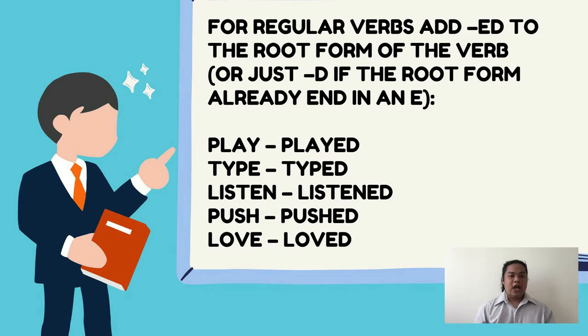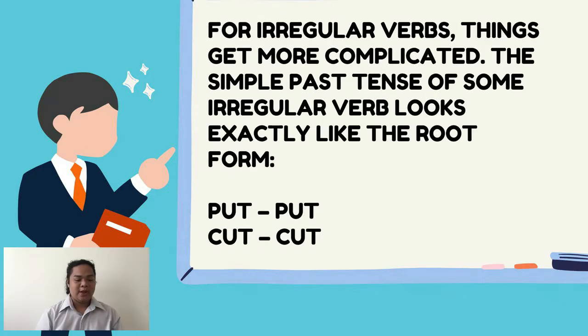As you can see, this is the right way on how to add the D or ED in a word. For irregular verbs, things get more complicated. The simple past tense of some irregular verb looks exactly like the root form.